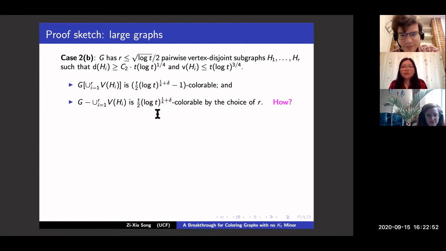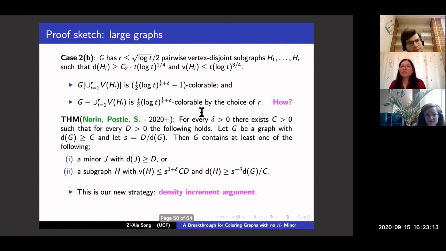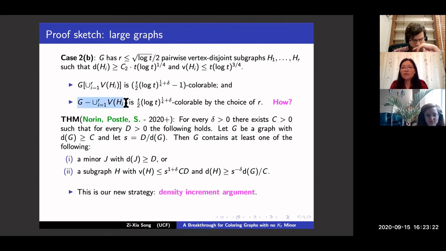So we prove it in a way you can think of by contradiction. Suppose this graph is not colorable by these many colors. It must contain a critical subgraph with minimum degree at least this. So then this graph would have high enough density. And this is the place where we use the density increment argument here. So we are going to apply this theorem to the critical subgraph I find here.